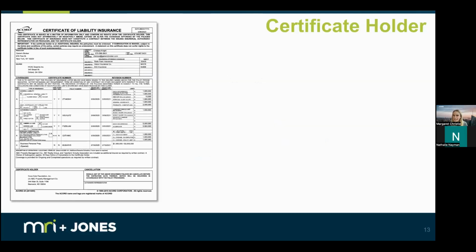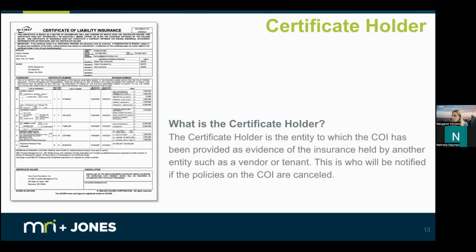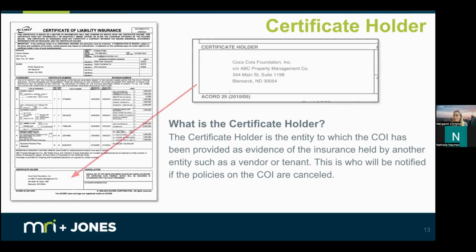The next entity that you're going to want to take a look at is the certificate holder. So this is going to be here at the bottom of the page. The certificate holder is the entity to which the COI has been provided. So basically, the certificate holder is you. If you're the property manager or a person collecting COIs, this is who this COI was made for. And being the certificate holder on the COI means that you will receive the mail, basically, related to the COI. That's the way I like to say it. It's the easiest way to remember it.